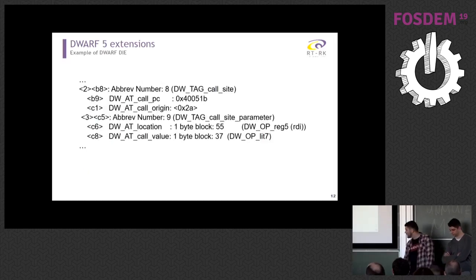Let's jump into a real example. We see here a real call site printed from the debug info section. It says that it lives at this address in memory, this call PC, which is the address of a call instruction in memory. This call origin represents a reference to the debug information about the called function. This call site parameter is a child of this particular call site, and it says that it lives in register 5, and at the call point, it had the value 7. That's it, that's one example.